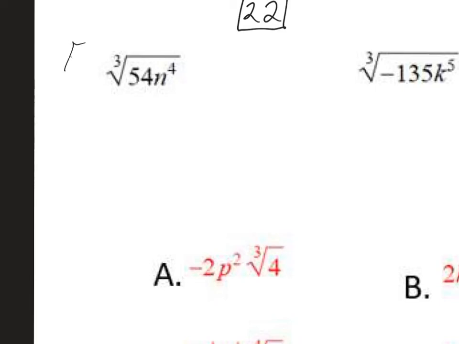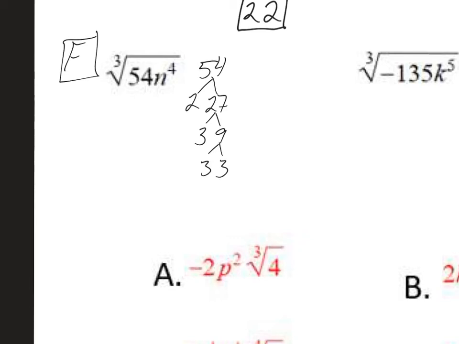We all should have gotten F. Let's double check on how that worked. So we have 54, 2 and 27. 2 doesn't go into 27, but 3 and 9 do, and then 3 and 3. I want a group of 3. Okay, I have 3 3s, so I'm going to circle those.